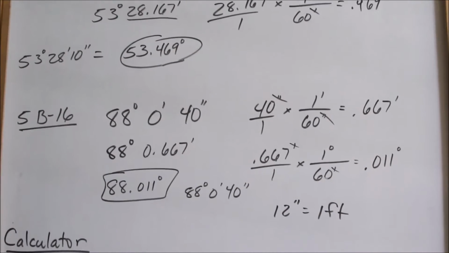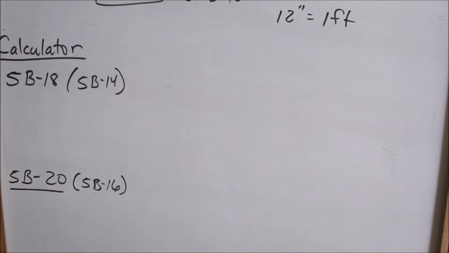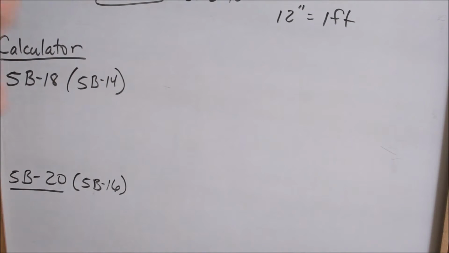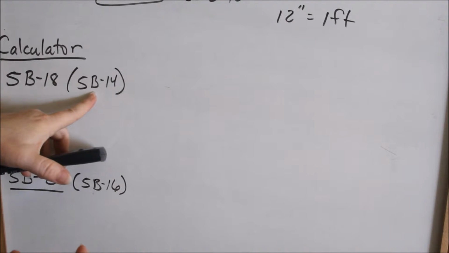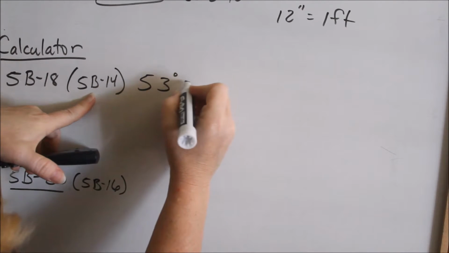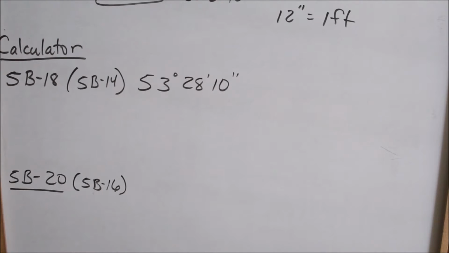Okay, now we're actually going to use our calculator. You need to know how to do those by hand, but we're going to use our calculator to convert, because we have been given a nifty computer in the palm of our hands and we want to know how to use this tool to make life a little simpler. So we're essentially doing 5B18, but that problem was connected to 5B14. So we are converting 53 degrees, 28 minutes and 10 seconds, but instead of doing it by hand, we are doing it with our calculator.